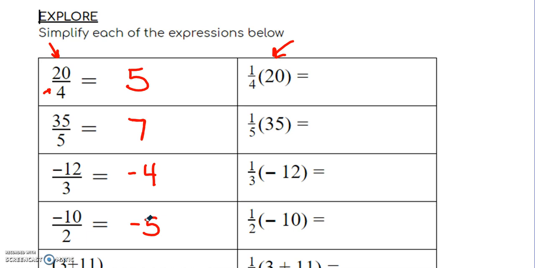But you see up here at the top, the problem that we solved, 20 divided by 4 and got 5, is now written as 1/4 of 20. Remember, we can use the word "of" to talk about multiplication. So what is 1/4 of 20? Well, that's also 5. And here, number 2, what is 1/5 of 35? That's 7. What's 1/3 of negative 12? It's negative 4. And we made the realization that as we went down, we were getting the same answers.